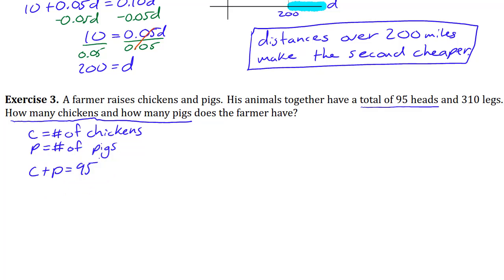And okay, now how about the total number of legs that they have? Well, these are regular old chickens. They probably each have 2 legs. So the number of legs that C chickens have is 2 times C. And the pigs hopefully have 4 legs each. So if you do 4 times the number of pigs, that will get the number of legs that those P pigs have. So that should add up to 310 legs total.